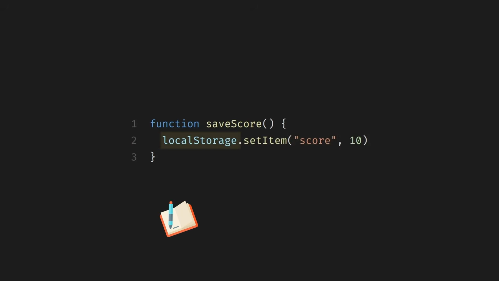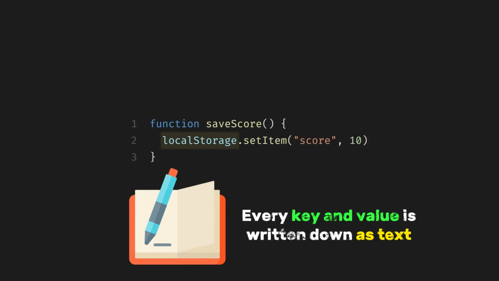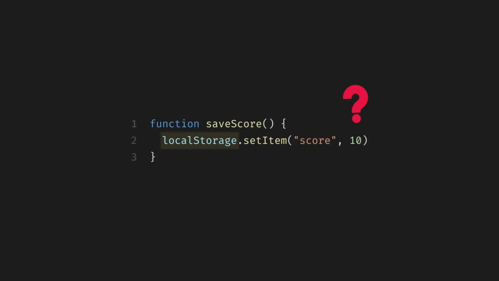Think of local storage like a notebook. Every key and value is written down as text. It doesn't know 10 is a number unless you tell it later. It's honest, but kind of dumb. It just records what you give it.